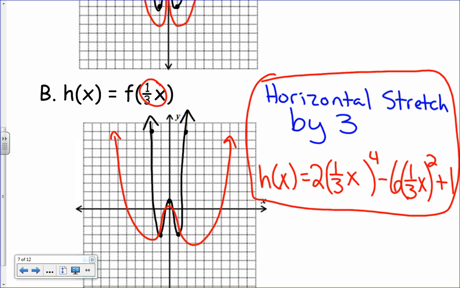Go ahead. No, it says x to the 4th. Yeah, well then you added that. No. You're plugging 1/3 times x in for the x's. Remember, if it's horizontal, you have to have parentheses, something to plug it in for.